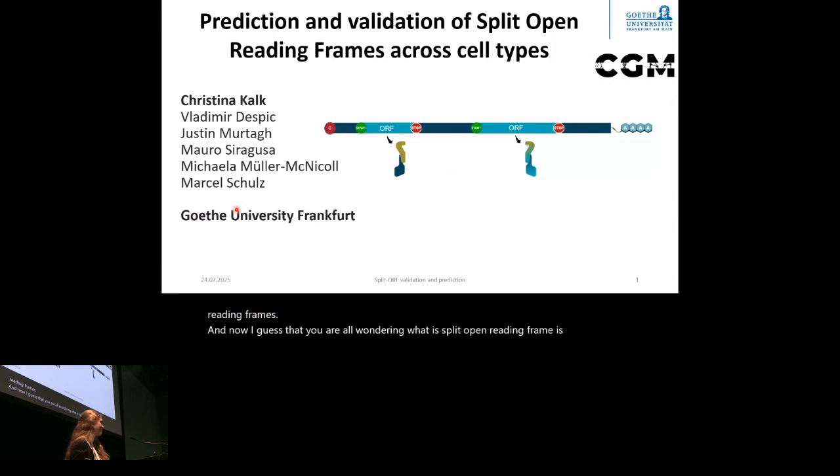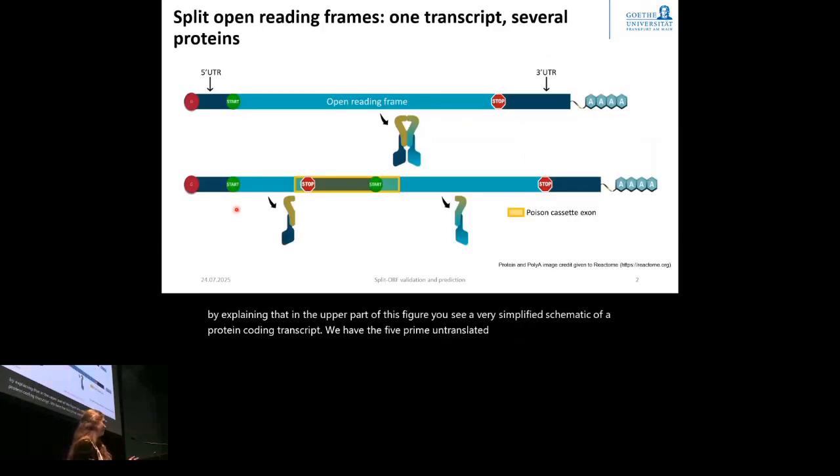In the upper part of this figure, you see a very simplified schematic of a protein coding transcript. We have the 5' untranslated region, an open reading frame that encodes the protein product, as well as the 3' untranslated region. And now, for example, splicing alterations can introduce an extra exon into the transcript. And if this extra exon introduces a premature termination codon into the open reading frame, we have a truncated open reading frame. Normally, transcripts with a truncated open reading frame will get degraded by nonsense-mediated decay.